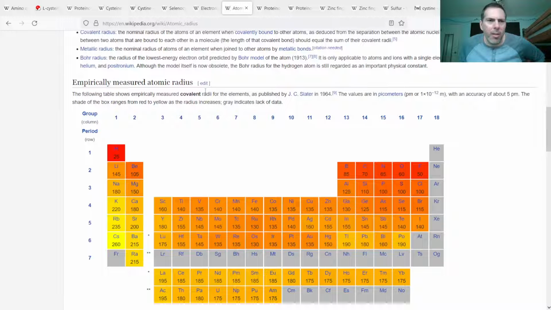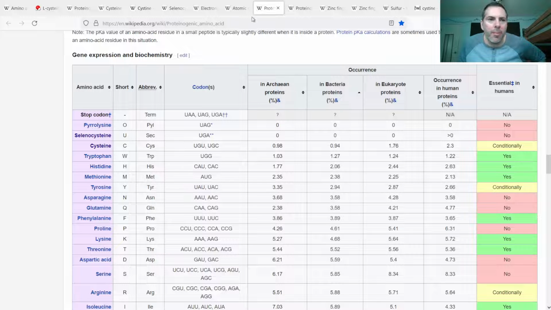And here's an empirically measured atomic radius, and you can see that sulfur and selenium are not too different. So you're not going to have too much of a difference here just based on size or electronegativity. But whatever properties add up to different pKa, that's where cysteine and selenocysteine will differ.